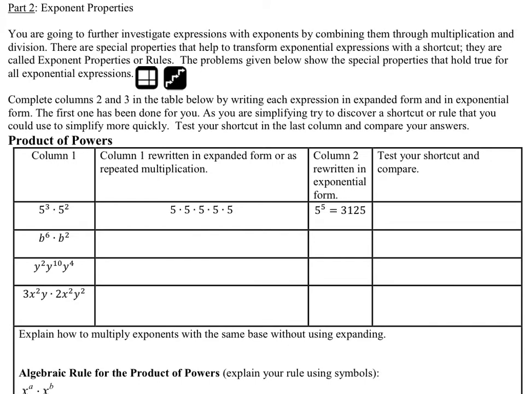Complete columns 2 and 3 in the table below by writing each expression in expanded form and in exponential form. The first one has been done for you. As you are simplifying, try to discover a shortcut or rule that you could use to simplify more quickly. Test your shortcut.